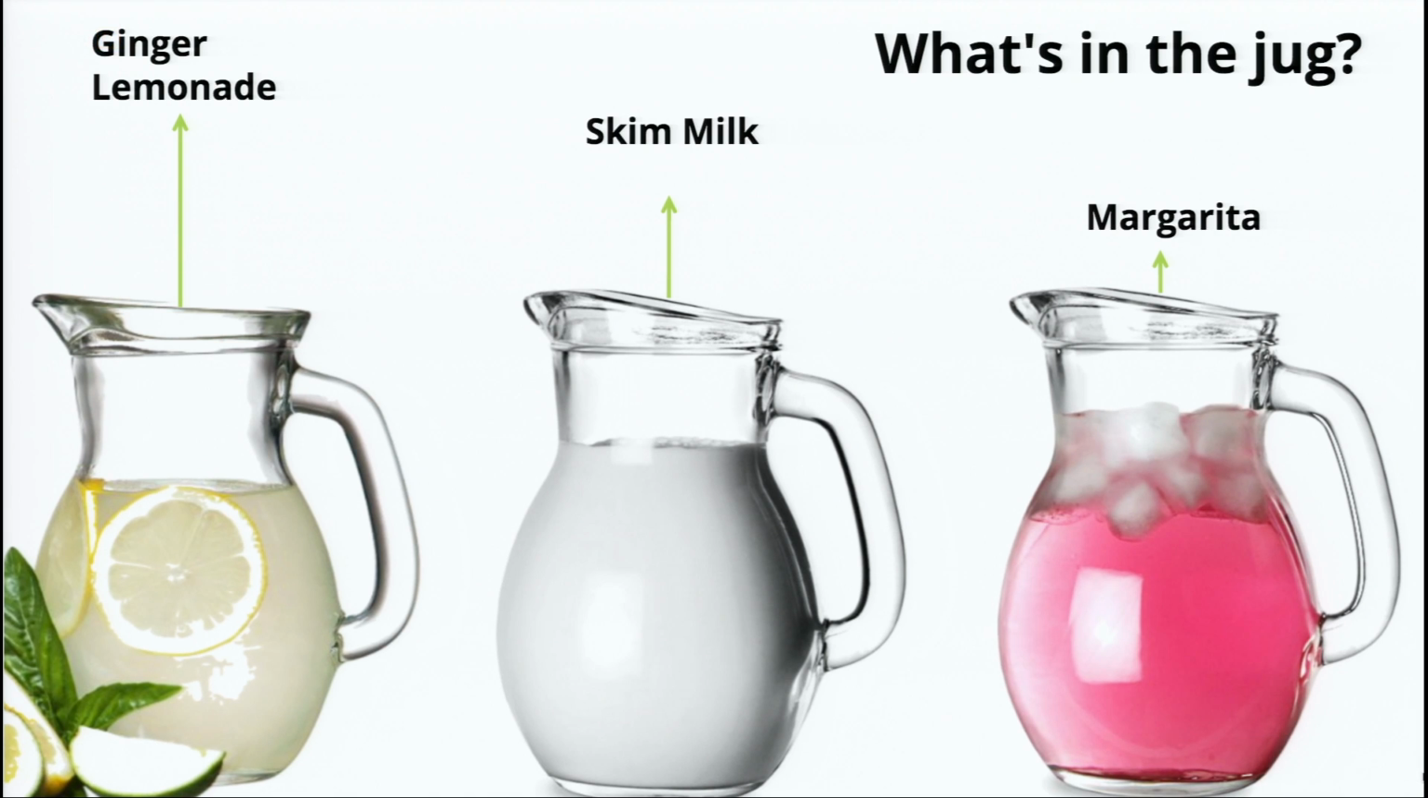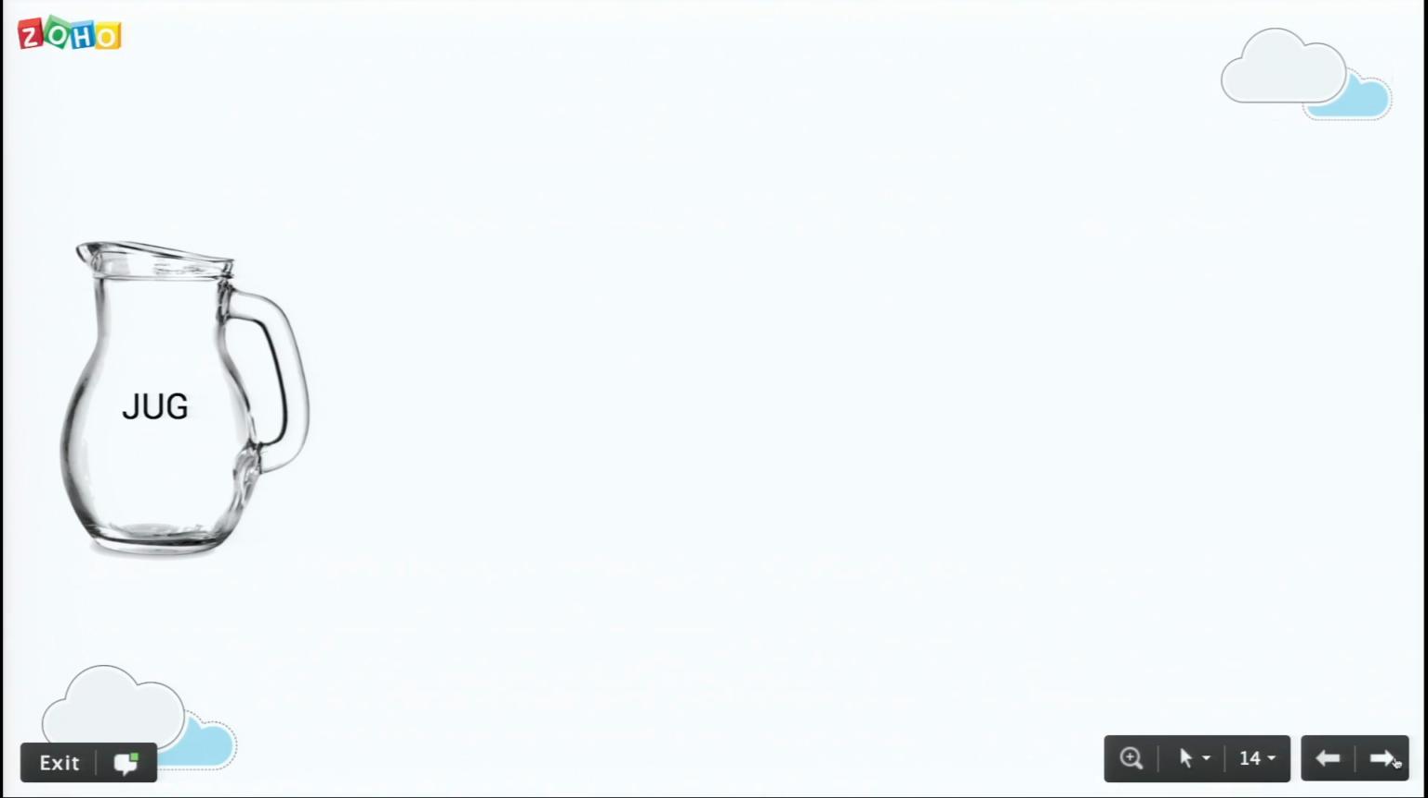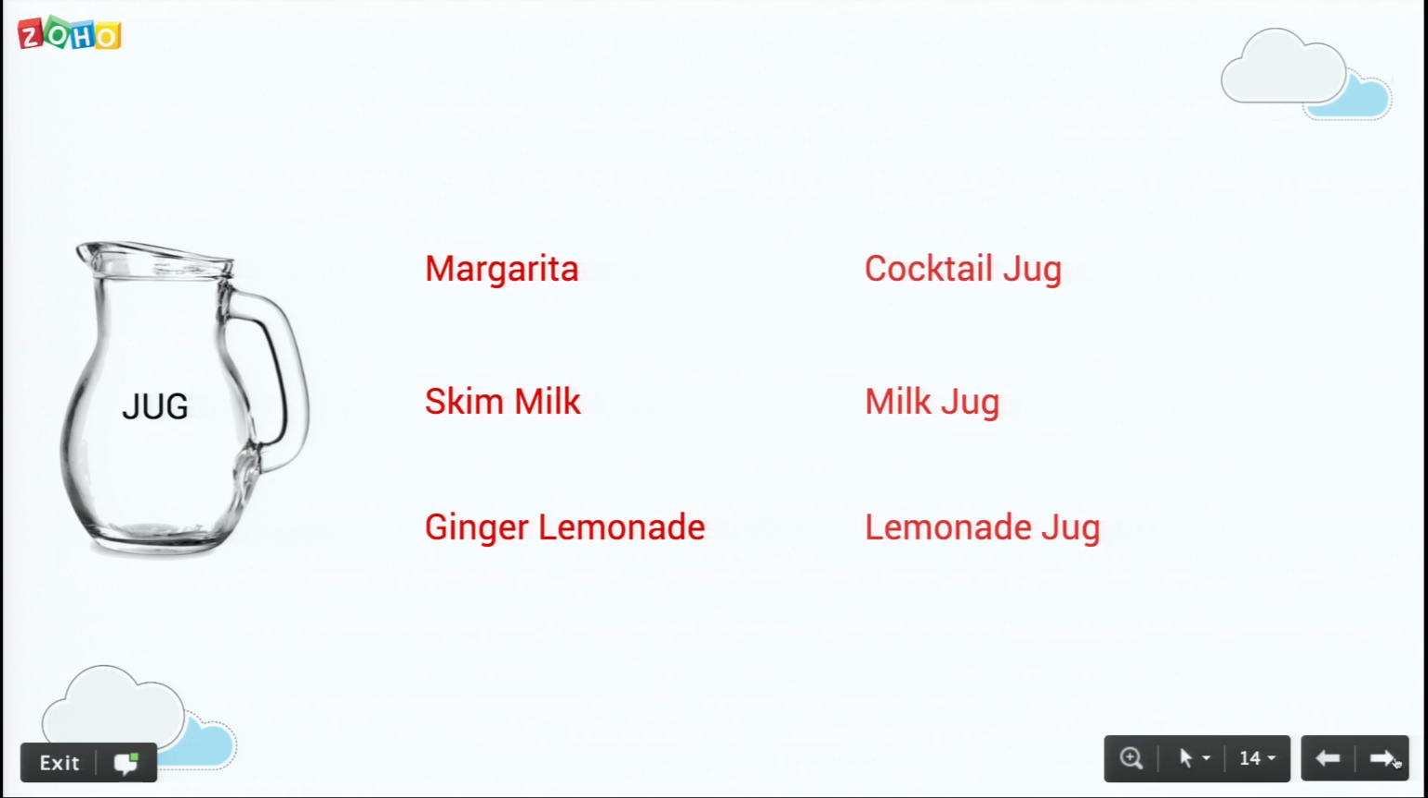Or anything inside it. So let's try to understand. So this is a jug, right? These are the things we have seen: it can have Margarita, skim milk, or lemonade inside it, right? So when you pour a cocktail in it, we call it a cocktail jug. When you pour milk in it, we call it a milk jug. Similarly for the lemonade as well. This is what we're going to see in the next couple of slides, where we're going to understand a few things.